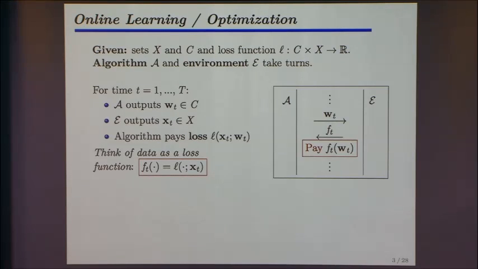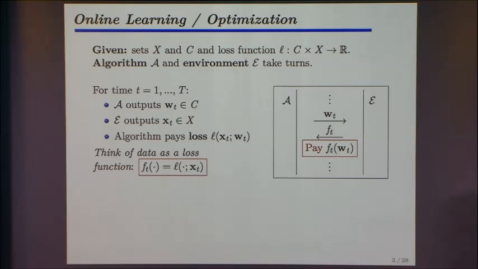Imagine we've got some learning problem. So we've got two sets, X and C. We think of X as where the data lives, and C as the parameter space that you're trying to learn something in, and some loss function that takes a pair of things and gives me a real number. And you've got this setting where you've got this algorithm who's trying to learn, and this environment that's trying to put obstacles in the algorithm's way.